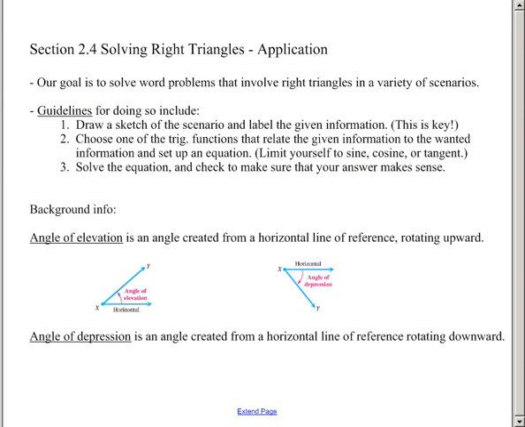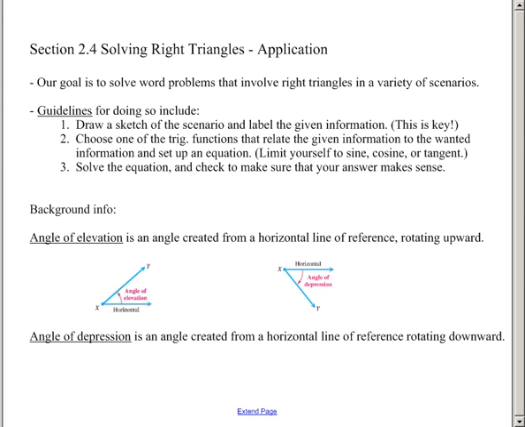You either have to draw a sketch of the scenario and label your information, or if they've given you a sketch, you need to label your given information. This is key, guys. If you cannot draw a picture, you're not working these problems. So be sure that you figure out how to get these sketches done. Now, once you've sketched your stuff, you need to choose one of your trig functions that relates your given information to the information that you want, and you need to set up an equation.